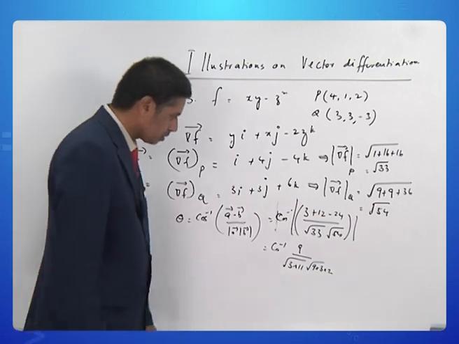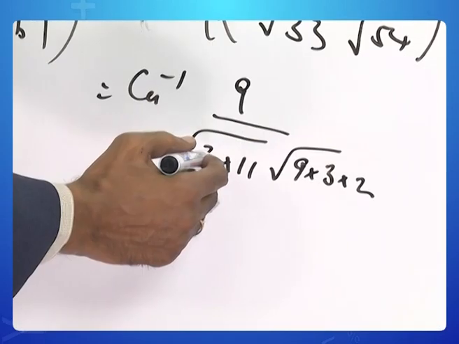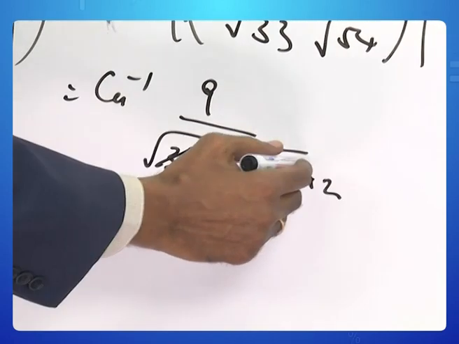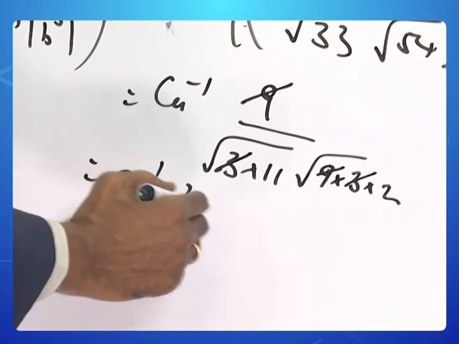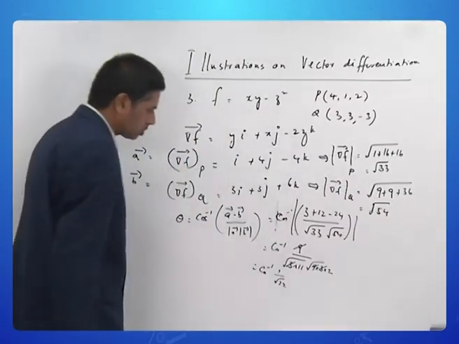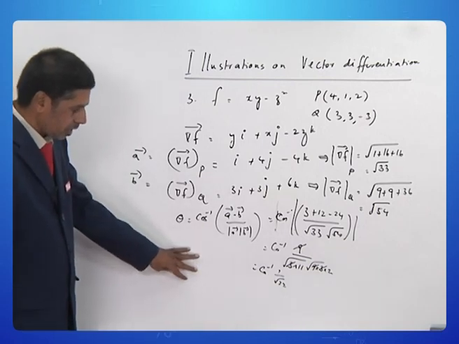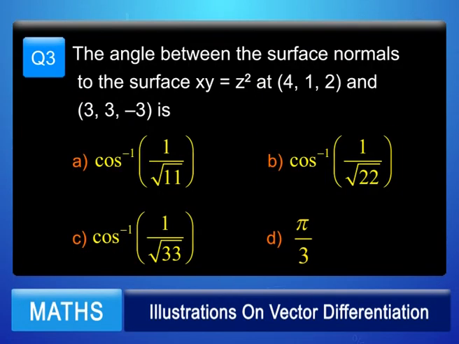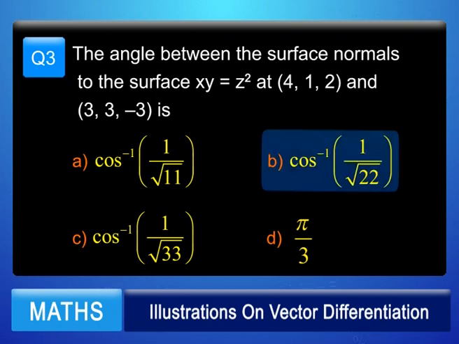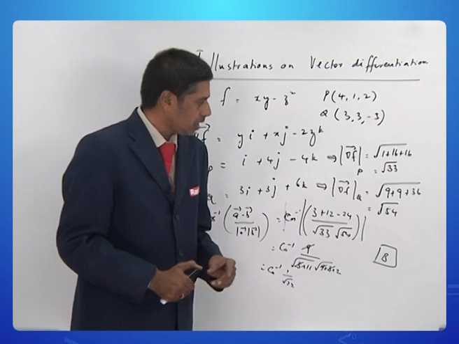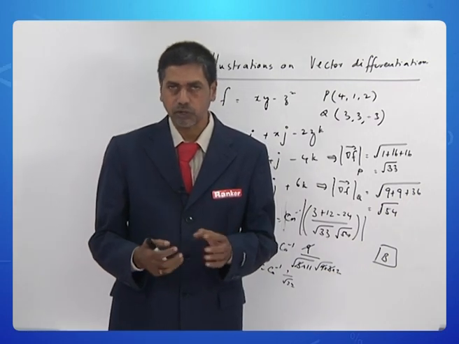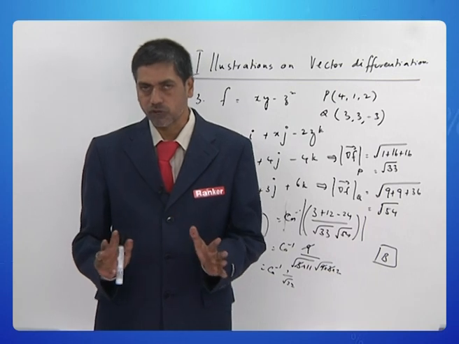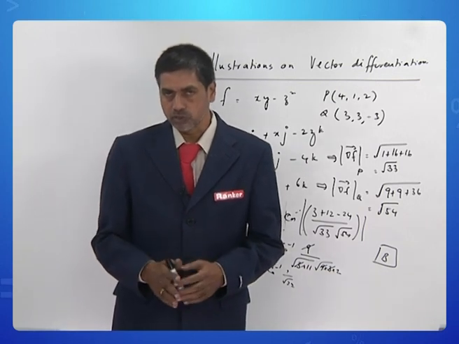So this all will get cancelled, and you will get cos inverse 1 by square root of 22. So this is the angle between the two surfaces, and the correct option for this problem is B. So this is a straightforward application. Again, as I told you, there can be different ways in which the questions can be given, but at the bottom is basically this formula of angle between two vectors. So let's go to the next question.